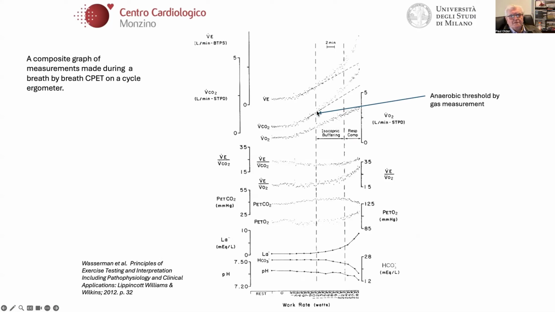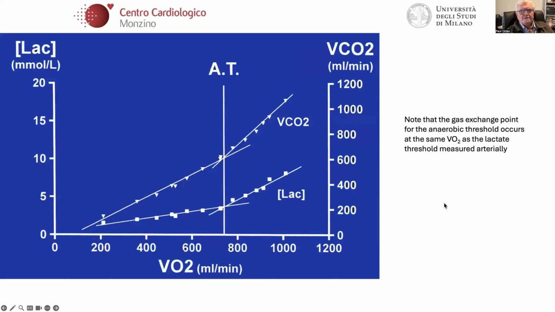Notice at that same point, the lactic threshold from arterial blood. Notice they are the same. Notice in this graph, further examples. Here, in this test, the lactate there, 700 and something, but the VCO2 and O2 slope method had it there, lactate had it there, the same.